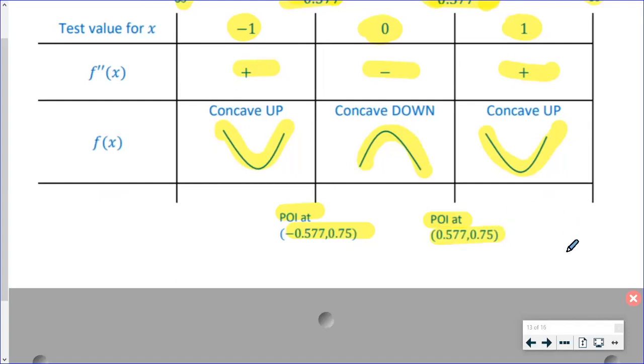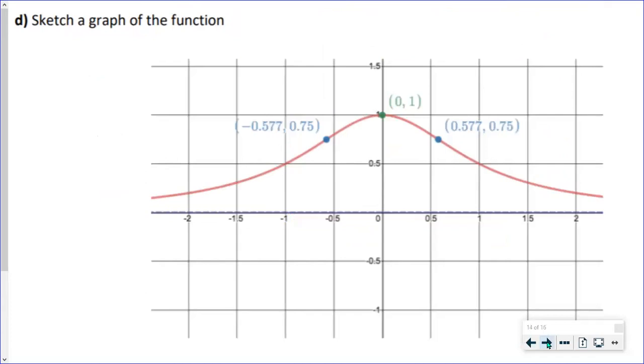And finally, we can use Desmos as a tool to plug the equation into the graph to understand that this is a continuous function. The first derivative did confirm that we have a local maximum at 0, 1, and 2 points of inflection. So that's really all we were asked to do for this particular question.